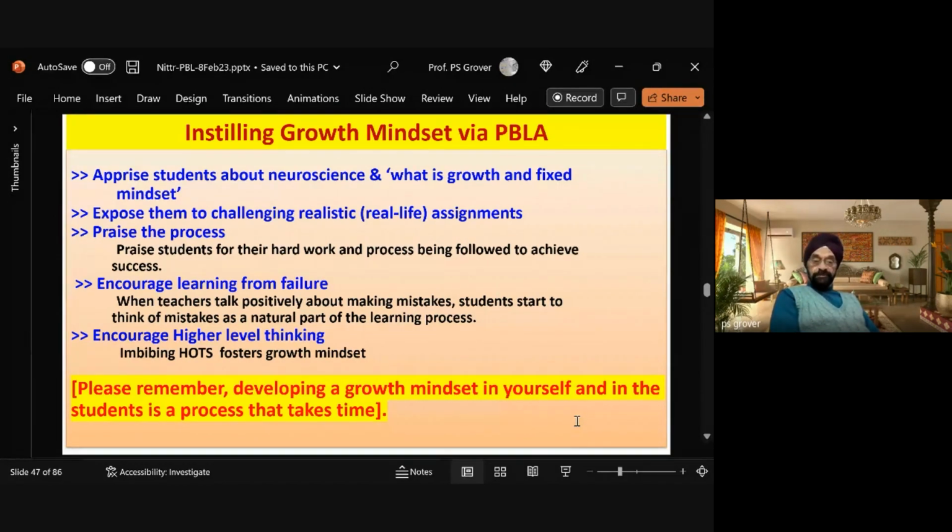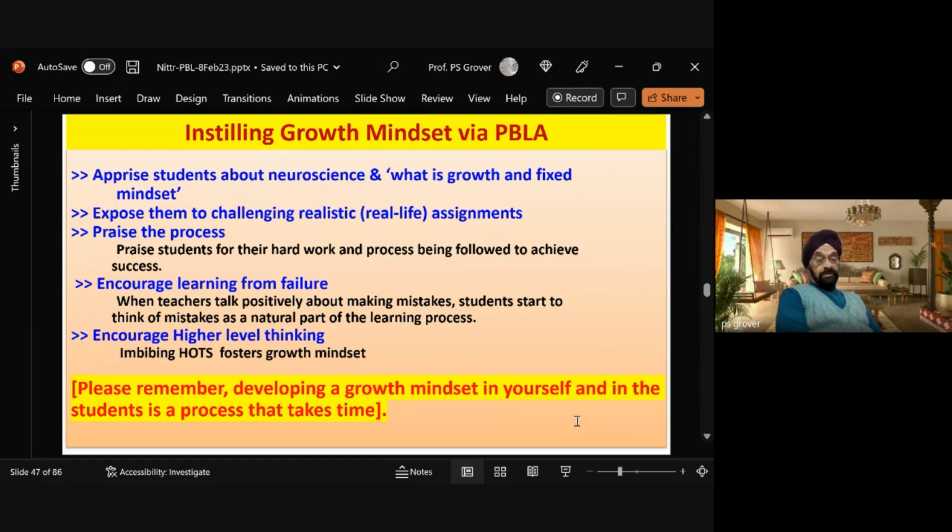Praise the process. Praise students for the hard work and the process being followed to achieve the success of doing the project. And encourage learning from failure. When students talk positively about making mistakes, they start to think of mistakes as a natural part of the learning process. In project-based learning, you learn from mistakes. Encourage higher level thinking, imbibing higher order thinking, foster growth mindset.